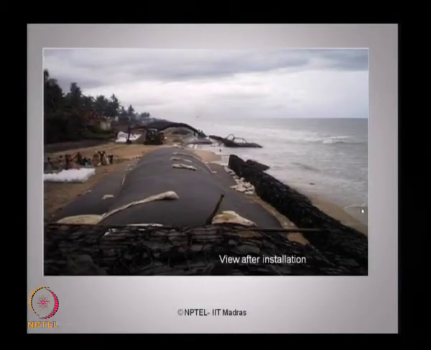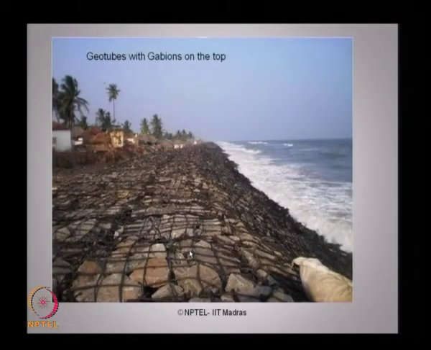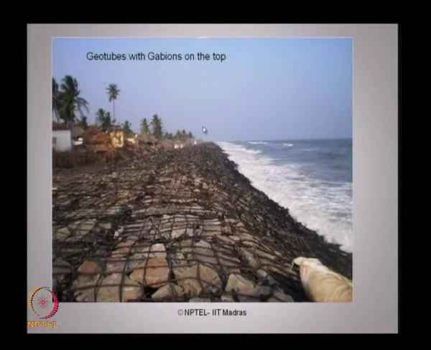This is one of the views after the installation. This is my geotube and these are my HDPE rope with the gabion boxes placed in position. Now you will see what the geotubes with the gabion box placed on the top will look like. Here, instead of gabion boxes filled up with stones, there are stones which are directly laid and being tied in position.